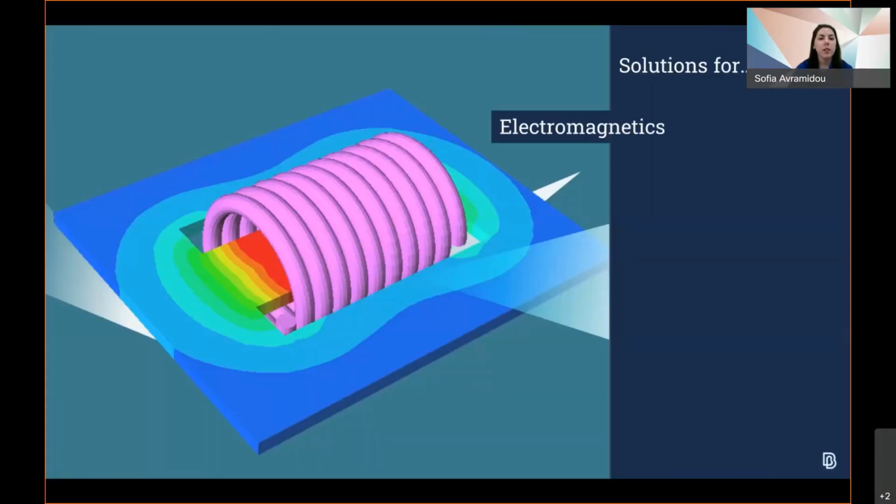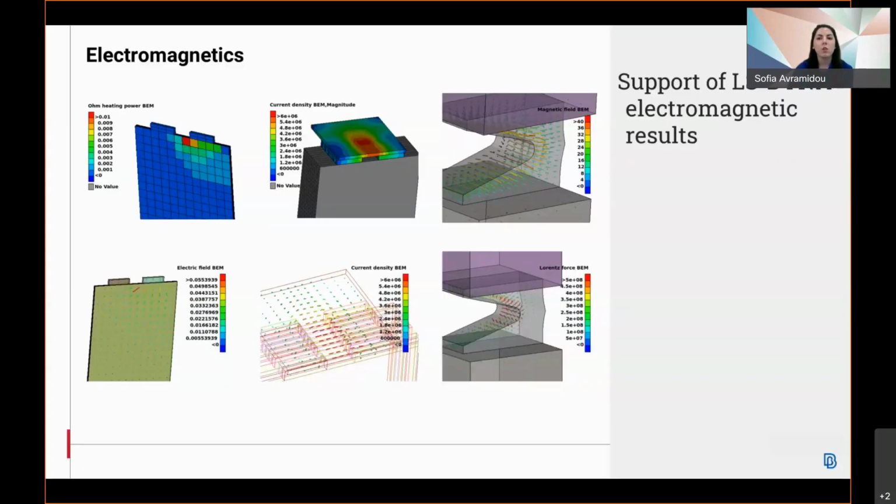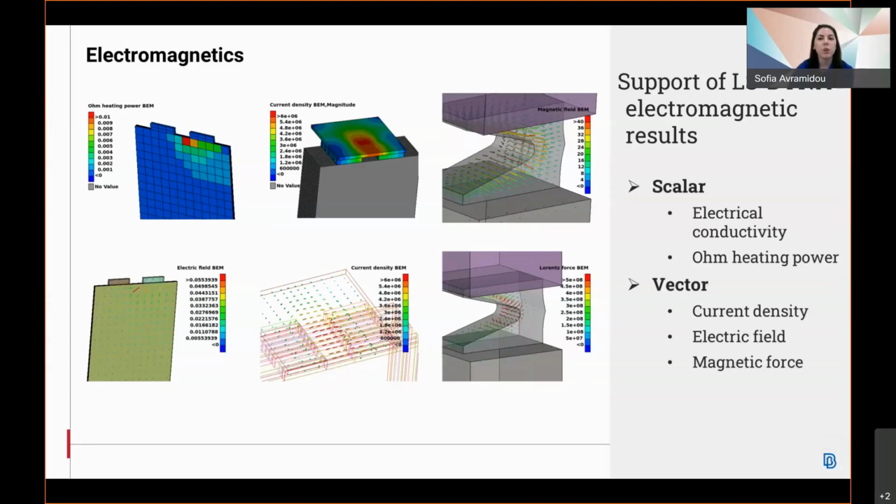A new field where META has expanded recently is the electromagnetics field. So electromagnetic results are supported in LS-DYNA, leading to the expansion of META in this field. Current density, electric field, magnetic field, Lorentz force, Joule heating results, and many more are some of the results that are supported as scalar and vector directly in META.